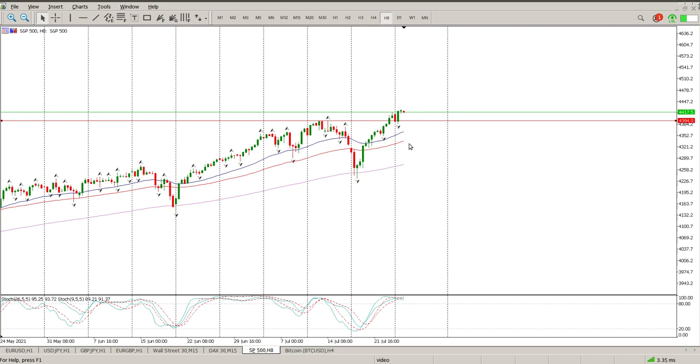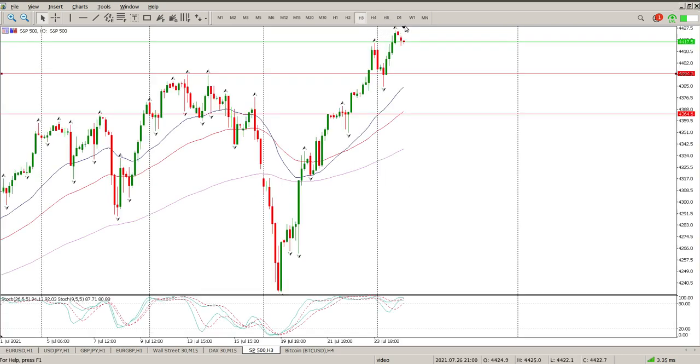So obviously, I would like to see a pullback. I'd like to see some structure, and there are 2 areas that I would be interested in at the moment. The first one for a quick smallish trade would be 4394. One that would give me a little bit more value would be 4364.